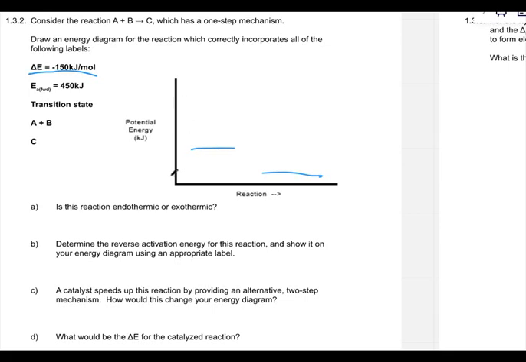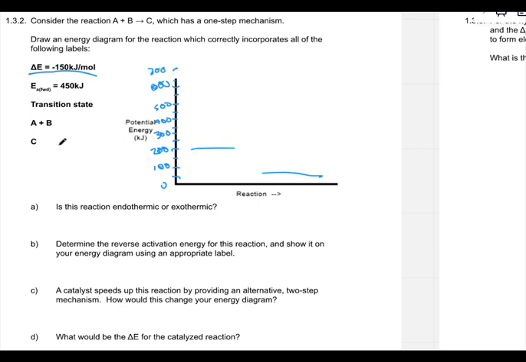Let's get some numbers on this before we get any further. 0, 50, 100, 150, 200, 250, 300, 350, 400, 450, 500, 550, 600, 650, 700.